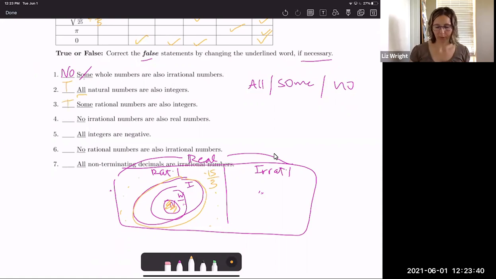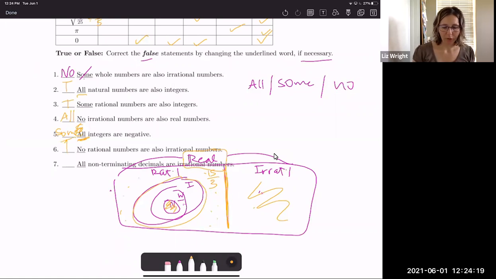No irrational numbers are part of the real numbers. False. That should be all of them. This one says all integers are negative. True? False. All integers are negative. That one is false. Some integers are negative. No rational numbers are also irrational. So do these intersect at all? None of these are also these. True.